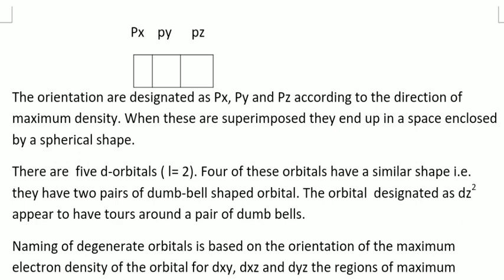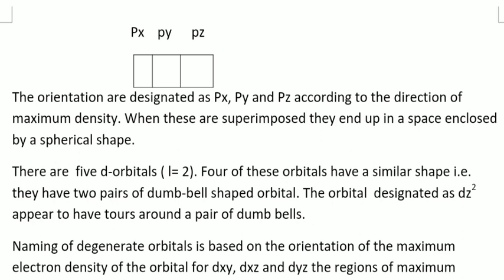There are 5 d orbitals with l equal to 2. 4 of these orbitals have a similar shape. They have 2 pairs of dumbbell shaped lobes. The orbital designated as dz square appears to have a ring around a pair of dumbbells. I hope if you look at my first video, you saw how all of these d orbitals, p orbitals, and s orbitals appear in diagrams.